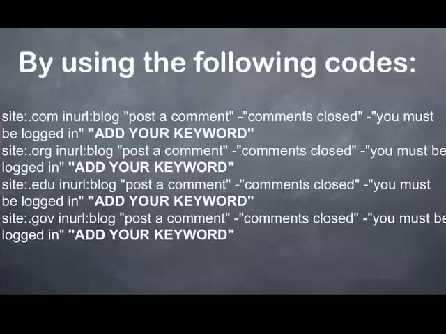And that last section there where it says add your keyword, you remove those words there and you add the keyword in that you're targeting. Now the four that we're showing there are for .com, .org, .edu and .gov. And in that particular order is the way that you actually want to perform your searches. So you start off by looking for .coms, then you start looking for .orgs, then .edus, and then .govs.